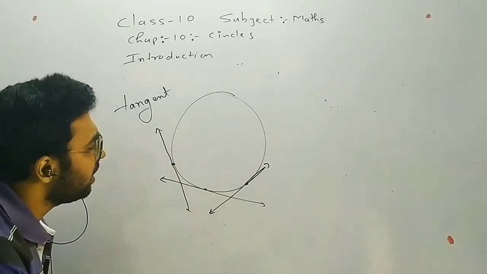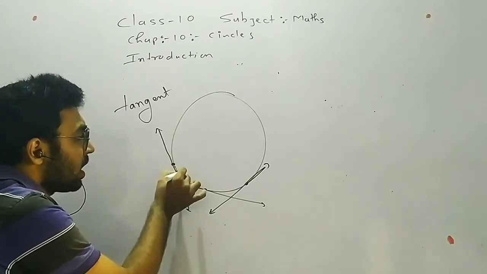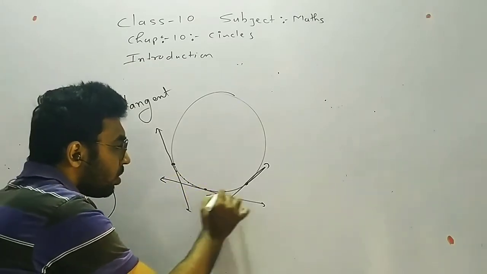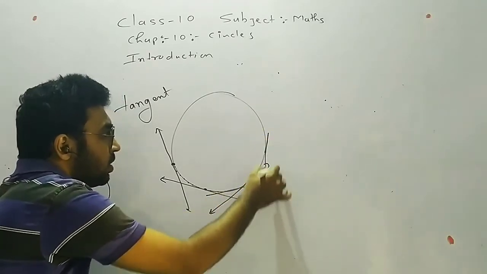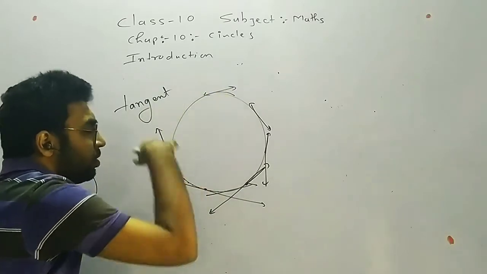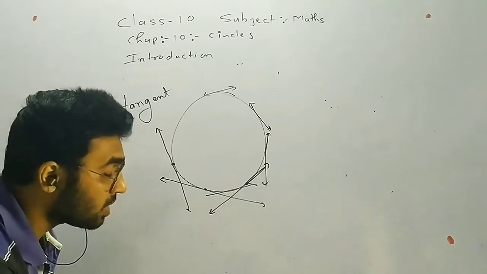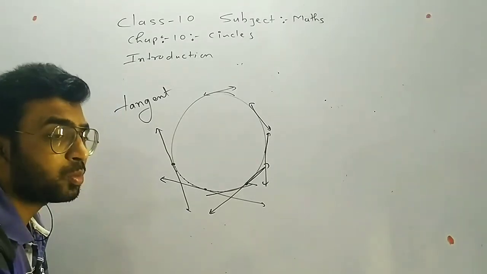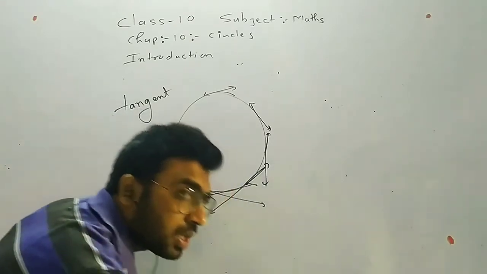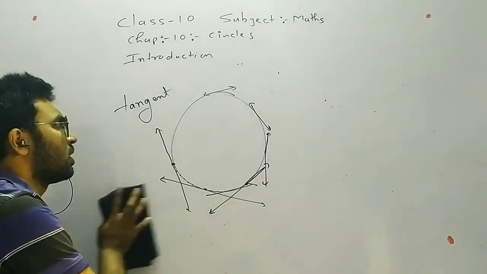So how many tangents can you draw? Infinite, because there are an infinite number of points on the circle. So you can draw an infinite number of tangents. If the question arrives in the board examination or any examination asking how many tangents are possible in the circle, you can directly say that there are infinite tangents in a circle.